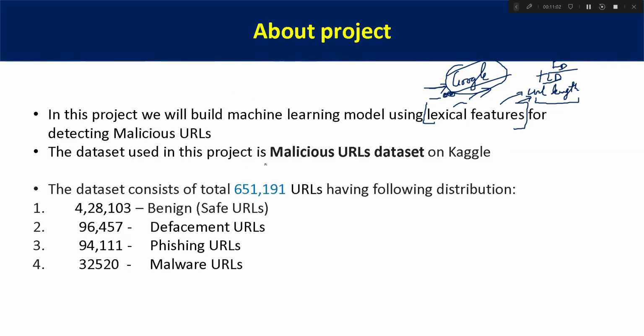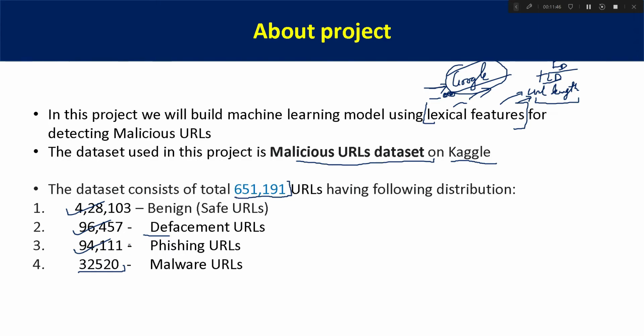The dataset used in this project is the malicious URL dataset, and it is present on Kaggle, right? So what is this dataset? This dataset consists of 6,51,191 URLs. Okay, and the distribution is something like this. We have a majority of benign or safe URLs, so that the model will learn accurately what is considered safe. Now come the defacement URLs, which are around 96,000, phishing URLs, which are 94,000, and malware are somewhat 32,520 URLs.